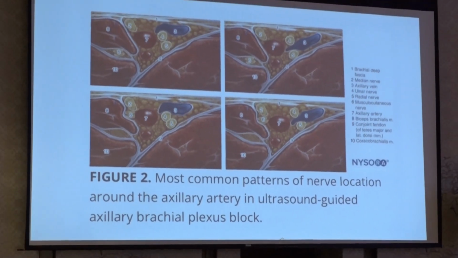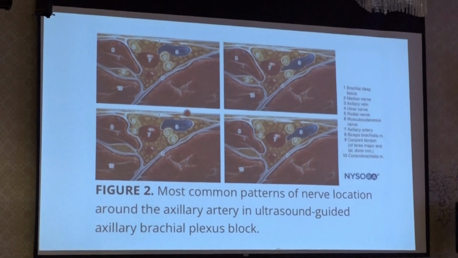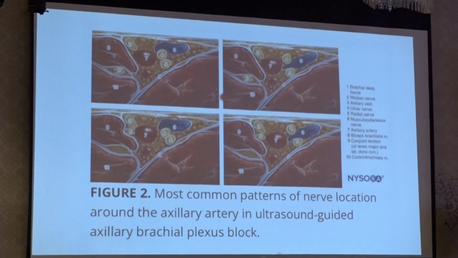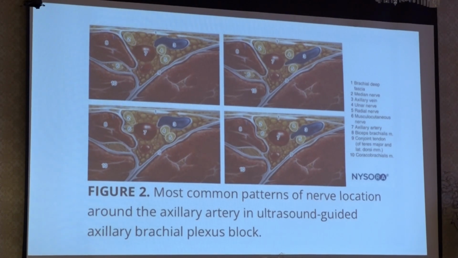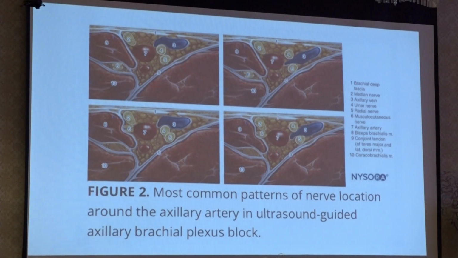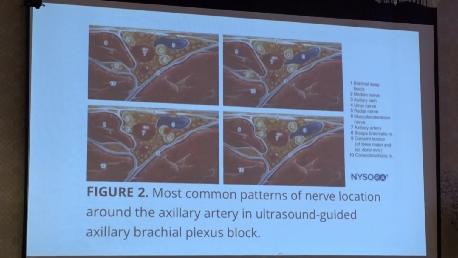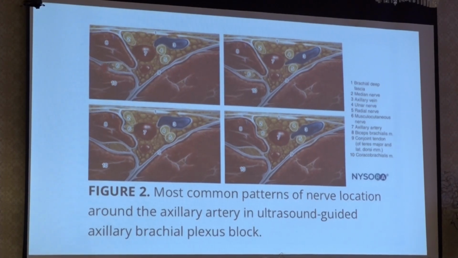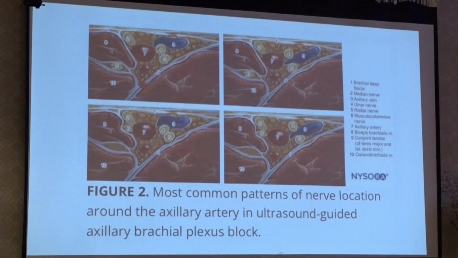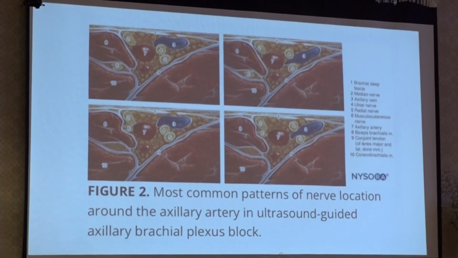So basically, this is our team from Nizora, describing the various types of distributions of the median, ulnar, and also radial nerve in relation to the axillary artery in the axillary space, and 67% of the population have this kind of distribution. But you will notice numerous axillary veins surrounding the axillary artery. There are a few structures which you need to identify, which is compulsory before you perform the axillary brachial plexus block.